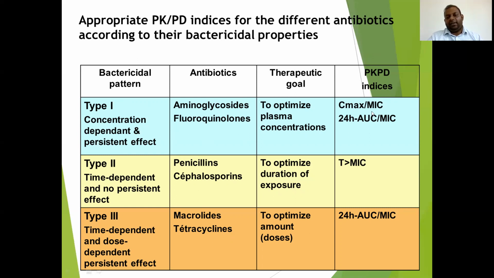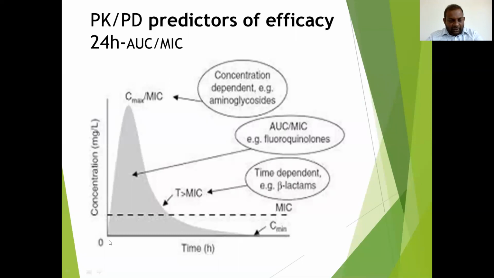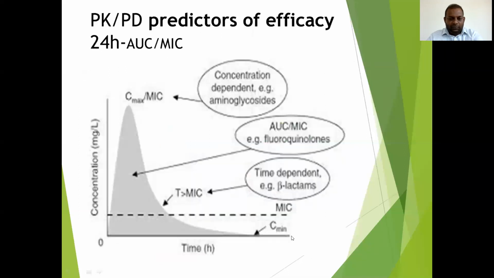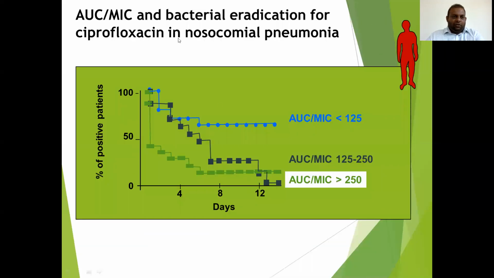I said aminoglycosides, protein inhibitors, and DNA inhibitors. The PK/PD index is Cmax over MIC for aminoglycosides, and 24-hour area under the curve over MIC for fluoroquinolones. Type 2 is time dependent, that is T over MIC. Type 3 is time dependent and dose dependent, like macrolides and tetracyclines. Even though time dependent, we take the 24-hour area under the curve over MIC. That means the area under the curve period is 24 hours. So this is AUC24 over MIC, that particular value.